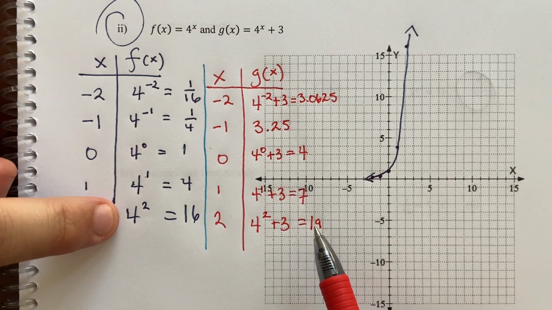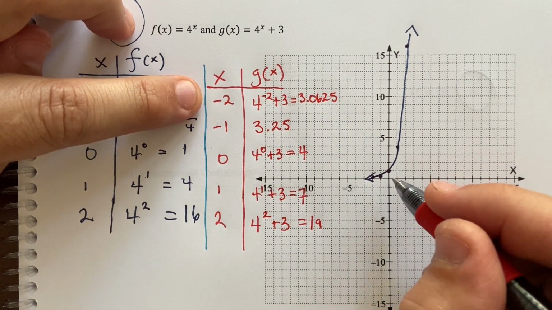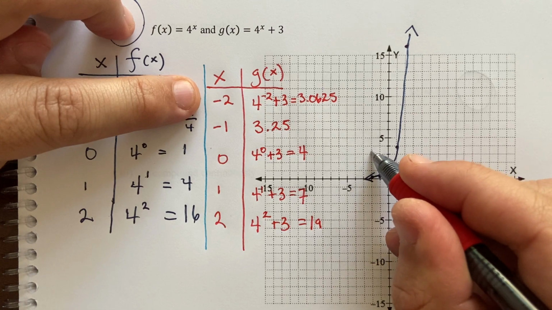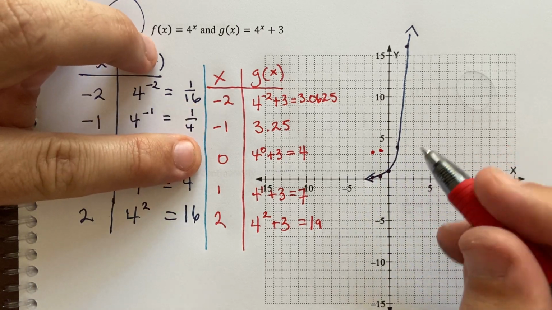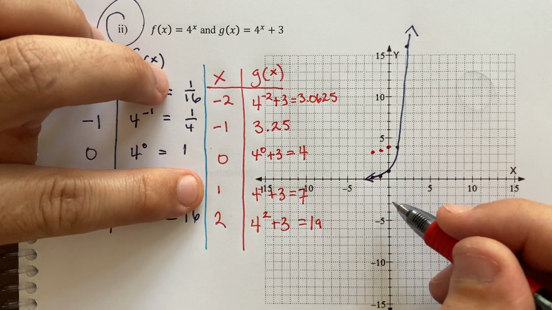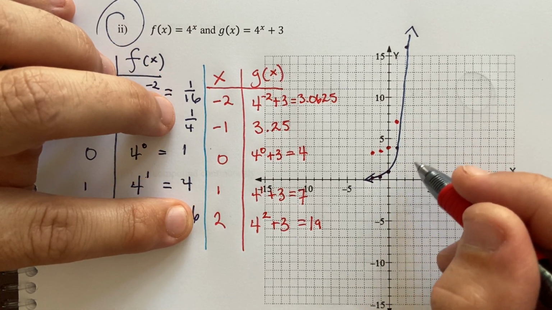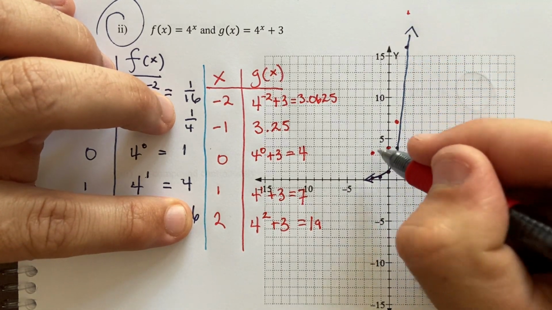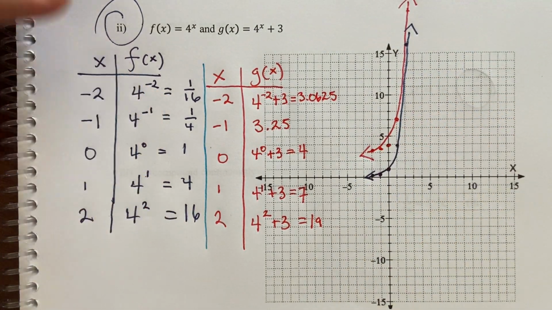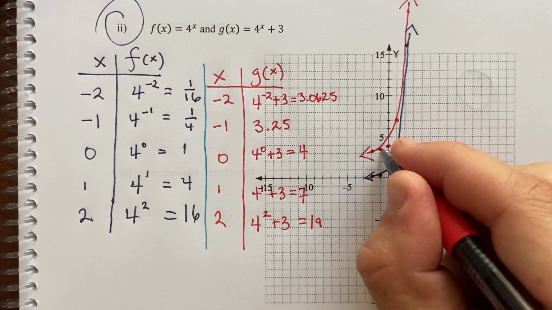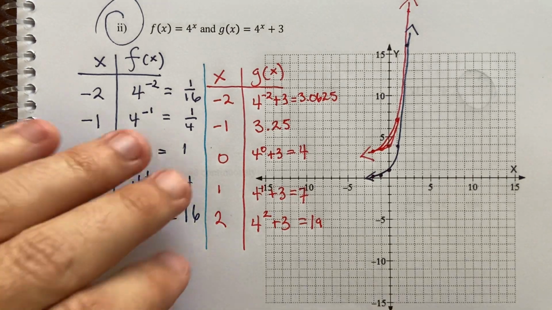Okay, so here are our values. So at -2, we're a little over 3. Right about there. -1, we're a little bit more over 3. 0, we're at 4. 1, we're at 7. And 2, we're at 19. So, should have kind of drawn it more this way, but that's okay. All right, next one.